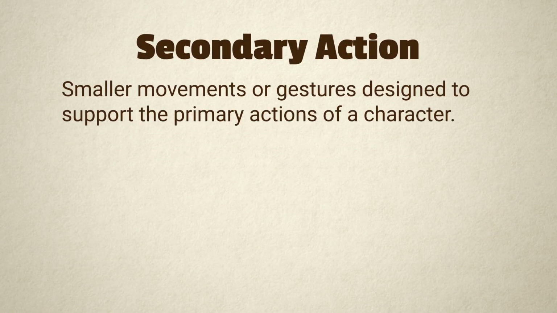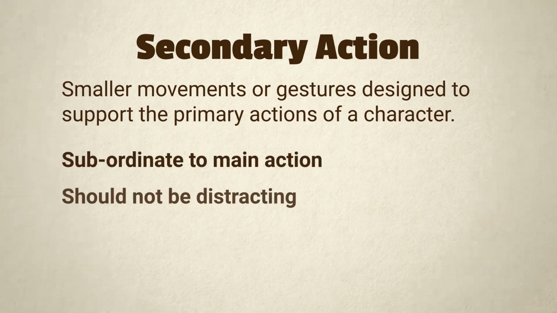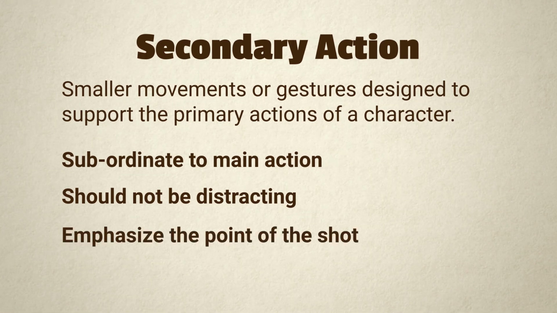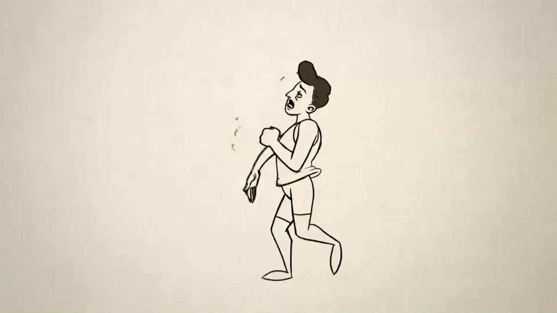Secondary action refers to smaller movements or gestures designed to support the primary actions of a character. It's important to note that secondary action needs to be subordinate to the main action and not distract from it. Secondary action should also make the point of the shot clearer by emphasizing the attitude or motivation behind the movement. So let's take a look at this animation as an example.